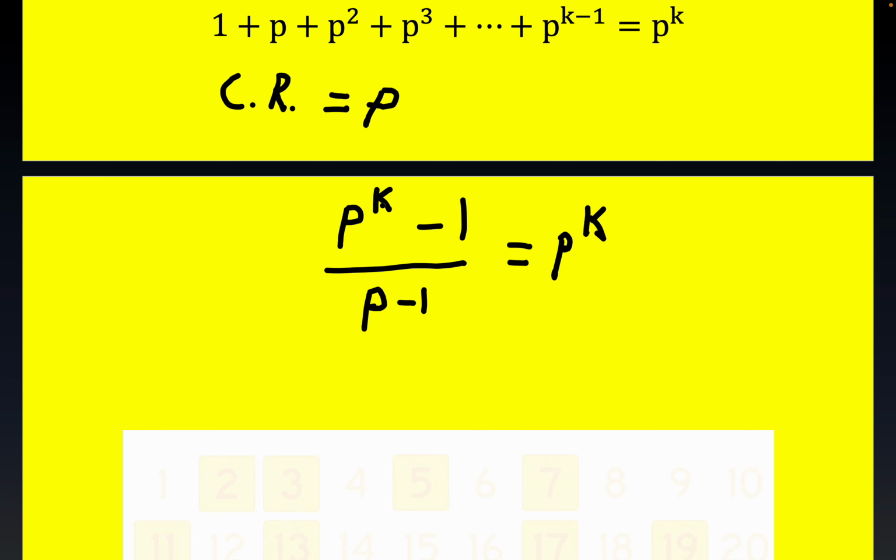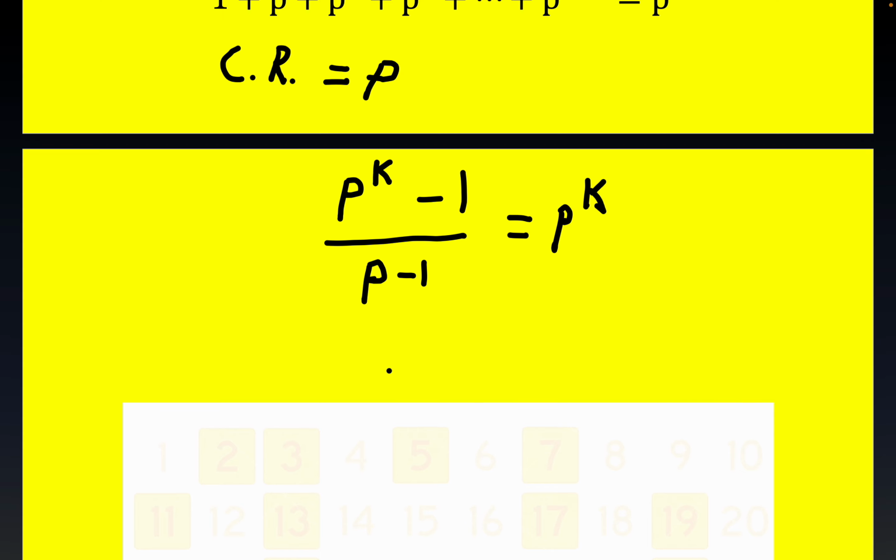See, because look, P^K, I'll just write it down. I don't think there's any reason to prove this. It's very clear. First of all, P^K minus 1 all by itself is less than P^K, right? Strictly less than P^K, by 1. But also we're dividing by P minus 1, making it even smaller. So you see, this is impossible.